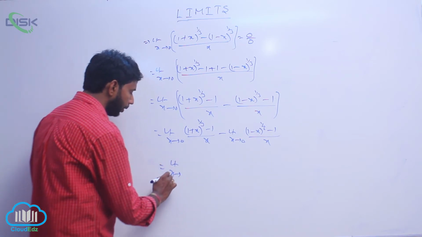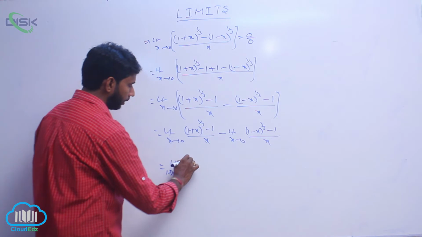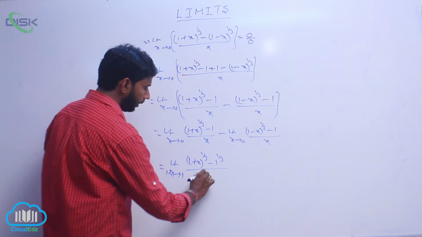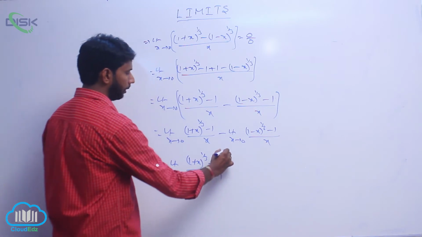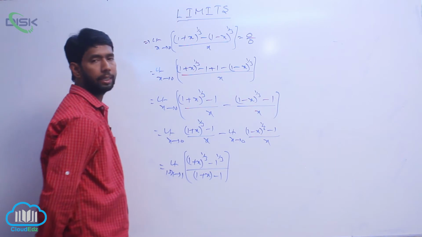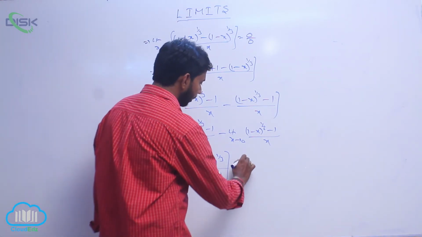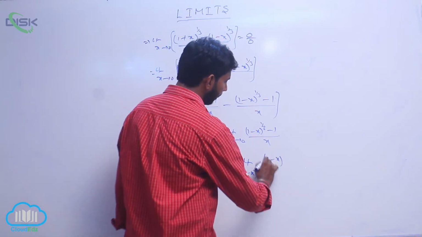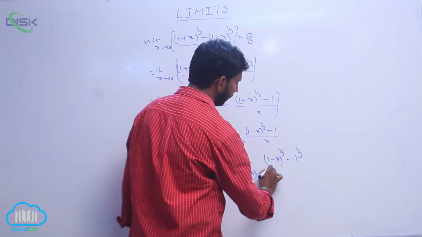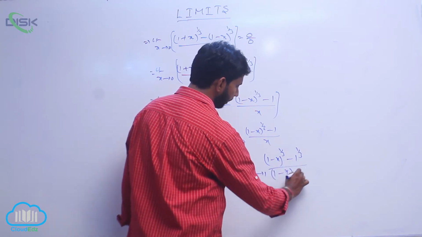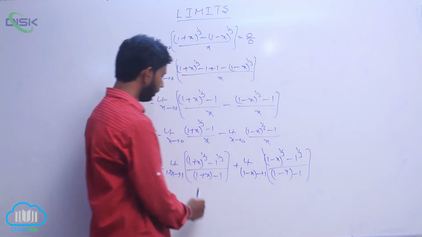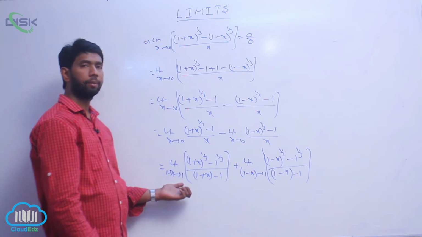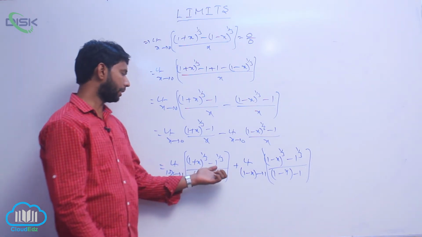As the limit x tends to 0, 1 plus x tends to 1. That is (1 plus x) whole power 1 by 3 minus 1 power 1 by 3, by the denominator 1 plus x minus 1. The denominator can be converted into 1 plus x minus 1, plus, as 1 minus x tends to 1, it is (1 minus x) whole power 1 by 3 minus 1 power 1 by 3, by (1 minus x) minus 1. This is in the form (x power n minus a power n) by (x minus a), limit x tends to a.